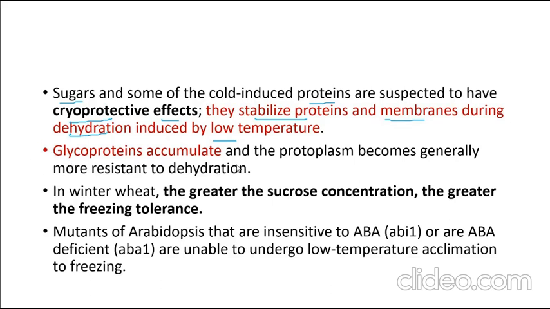Now, glycoproteins accumulate and the protoplasm becomes generally more resistant to dehydration. They accumulate a protein named glycoproteins. In winter, it was found that when the sucrose concentration was increased, the plant shows freezing tolerance. So, sucrose concentration is helping in the freezing tolerance. Now, ABA is a stress hormone. It is produced in various kinds of stress response. So, in cold stress, also ABA is synthesized.